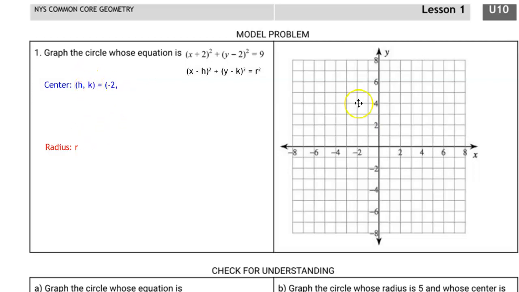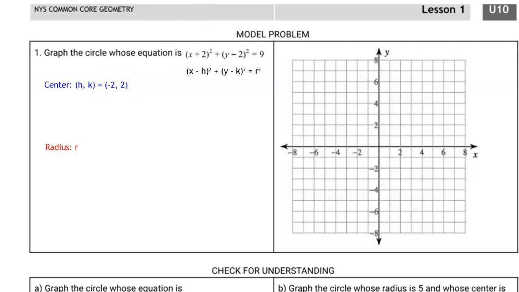In order to find the k value, we look at this value and it says y minus 2. Well, y minus k, turns out that k is 2, right? Y minus, same, 2, 2. So the k value is going to be 2. Another way to think about it, this is a negative 2. The k is opposite, so that would be a positive 2. So that's my center.